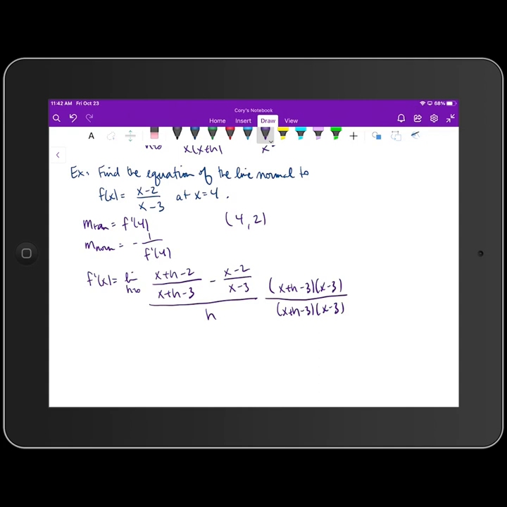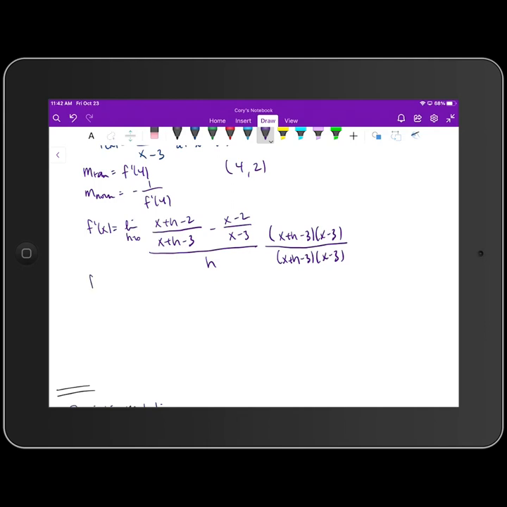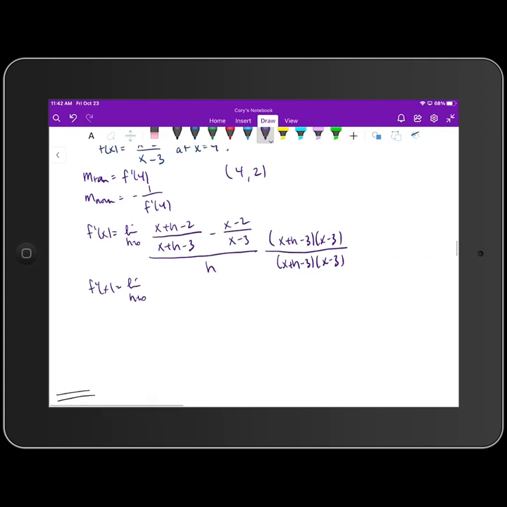Okay, so this is going to make f prime of x equal to the limit as h goes to 0. When I multiply that product times the first fraction, the x plus h minus 3's cancel. So that gives me x plus h minus 2 times x minus 3 minus. When I multiply that product times the second fraction, the x minus 3's cancel. So that leaves me with x minus 2 times x plus h minus 3. And then I'm going to leave that denominator in factored form.